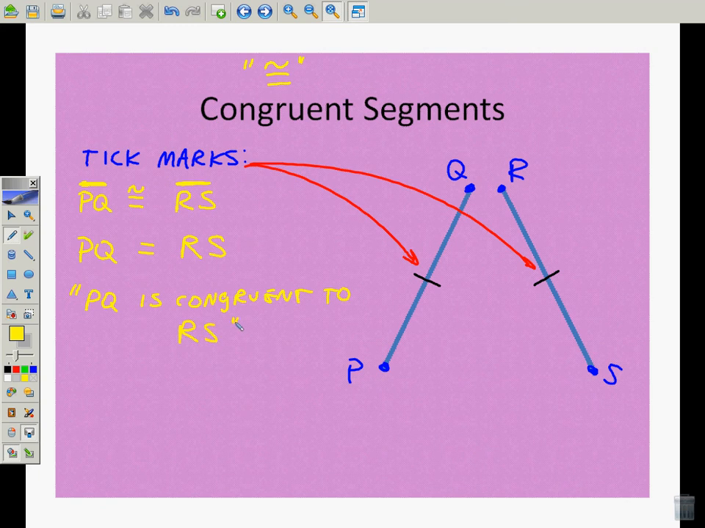If we use the congruent symbol, we have to use the actual little figure, that actual little segment over the top, or line, or whatever it is. So here we go. That's how we talk about congruent segments.